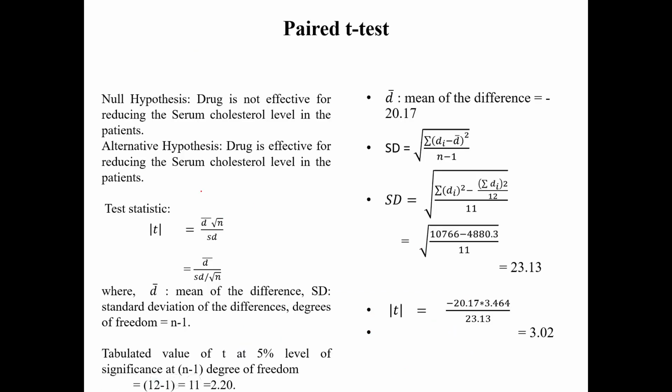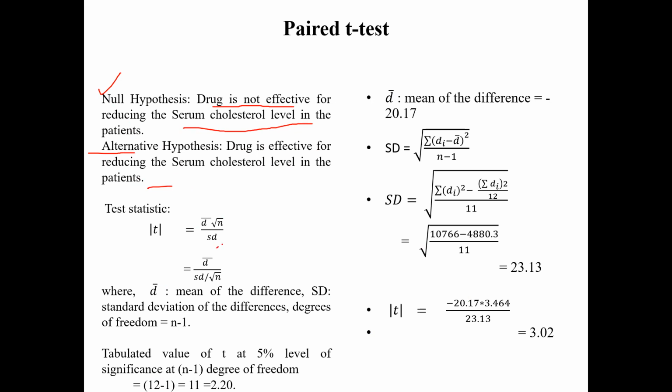As we know, once we apply a statistical test, we have to start from the null hypothesis. So what is the null hypothesis in this case? The drug is not effective in reducing the serum cholesterol level in the patients. The alternative hypothesis: the drug is effective in reducing the serum cholesterol level in the patients.